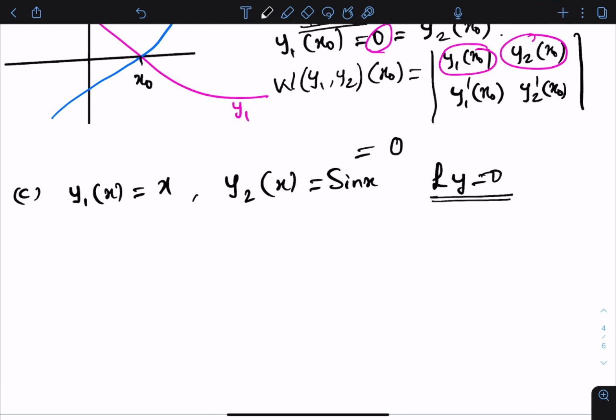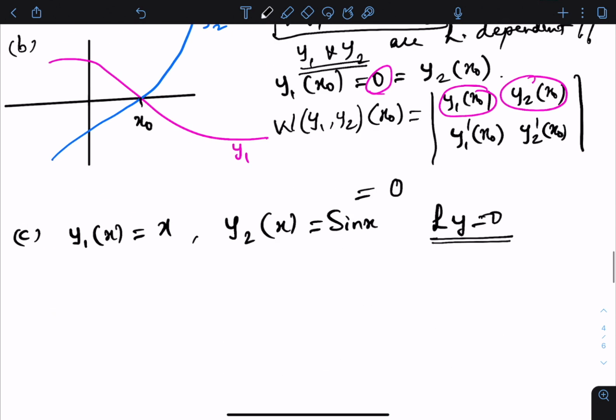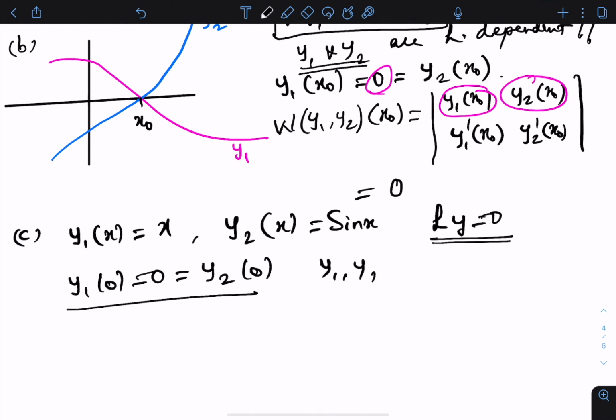Why is that true? From the previous result B, notice that y1 of 0 is 0 and y2 of 0 is 0. Suppose y1 and y2 are solutions to Ly equal to 0. If they are solutions to this problem, then they have a common 0.